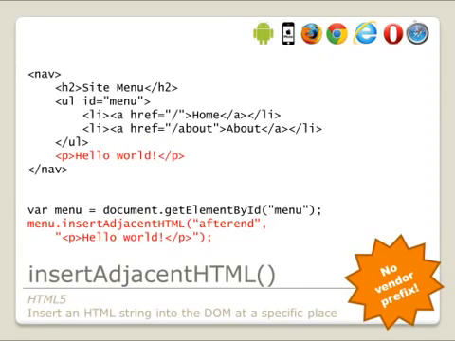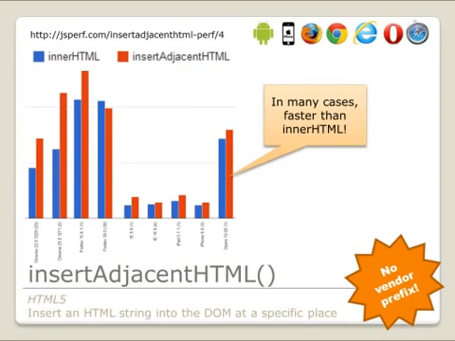And the last one, after end, occurs immediately after the UL element, essentially as the next sibling to that element, or the next multiple siblings to that element using the given HTML string. So this is just another way of inserting HTML into a document aside from inner HTML. And as a bonus, in many cases, insert adjacent HTML is actually faster than inner HTML. In some cases, they're very close, with insert adjacent HTML coming out just a little bit faster. In some cases, specifically in Firefox, it's slightly slower than inner HTML, but it's so slight that it shouldn't really be a consideration in whether or not you want to use this method.